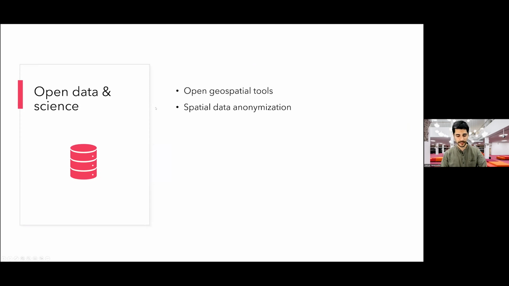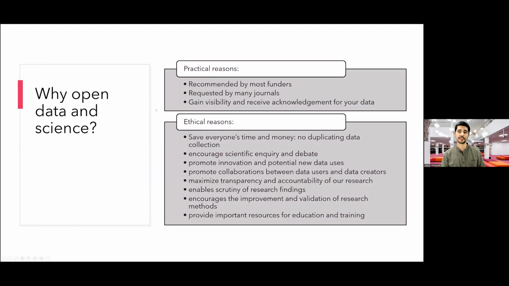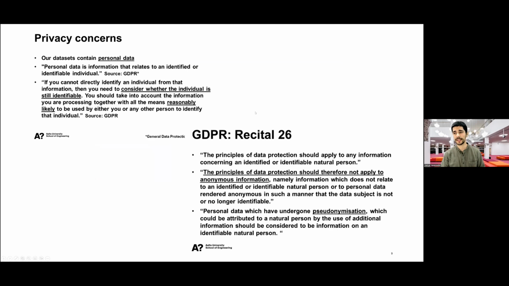Another area of work that I've recently explored is open data and science. We know that open science is good. It has practical reasons. It's recommended by many funders, by journals, and so on. And there are also ethical reasons why we want to be transparent and practice open science. So we wanted to publish some of our data sets.